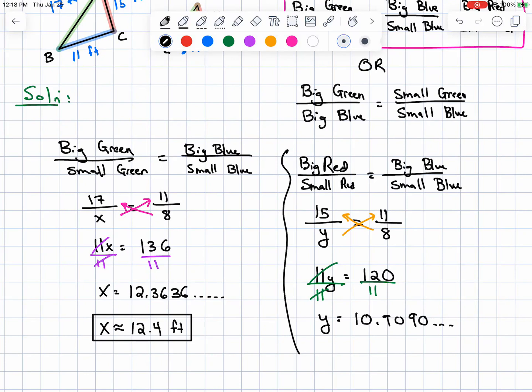And so rounding that to the nearest tenth, looking at the digit to the right, so looking at the second decimal place, that is less than 5, so we will round down to 10.9. So y is approximately, not g, y is approximately 10.9 feet.